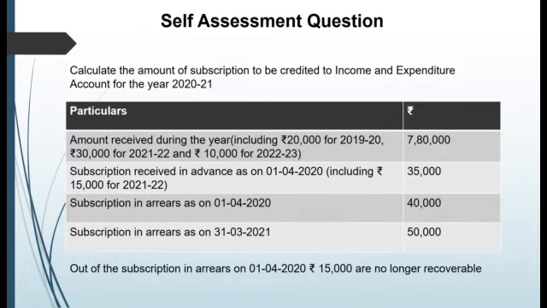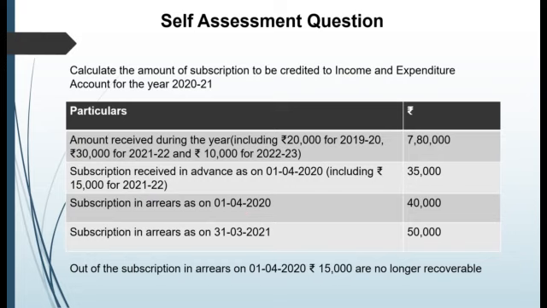Now, this is the self-assessment question for the day. Here you have to calculate the amount of subscription to be credited to income and expenditure account. The details have been given here. Amount received during the year total 7,80,000, related to different years: previous year, next year and next to next year also. 7,80,000 includes all these amounts. Subscription received in advance on 1st April 2020, 35,000. Out of that, related to 21-22 next year is 15,000.